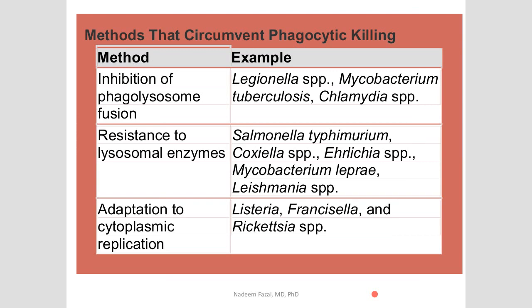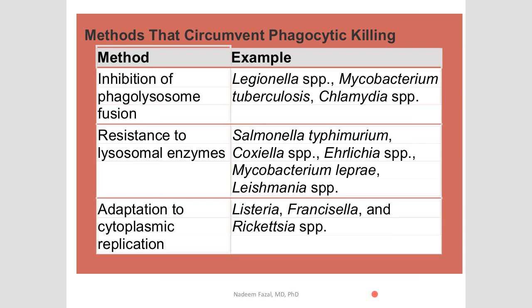Now, if I was to ask you, and I did ask you when we were talking about that, which particular bacteria are notorious in terms of inhibition of phagolysosome fusion? Remember, we talked about that in the exam as well. The most important are Legionella, Mycobacterium tuberculosis, and Chlamydia. What are the bacteria which are resistant to lysosomal enzymes? So we pretty much know the mechanism of those particular bacteria in terms of causing pathogenesis. So we need to come up with a plan or strategy to not let them use that particular virulence factor.